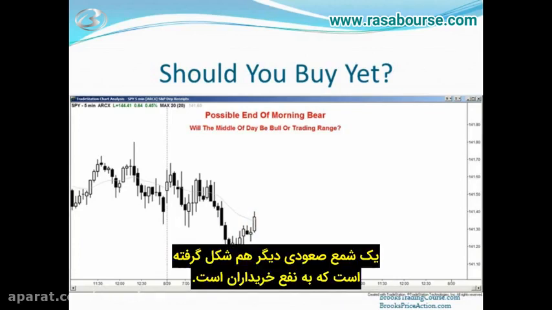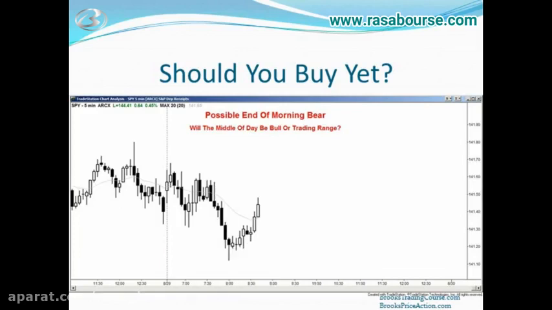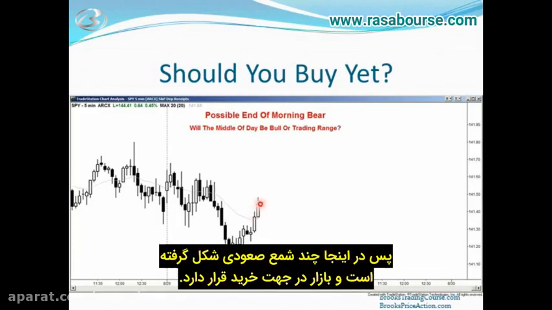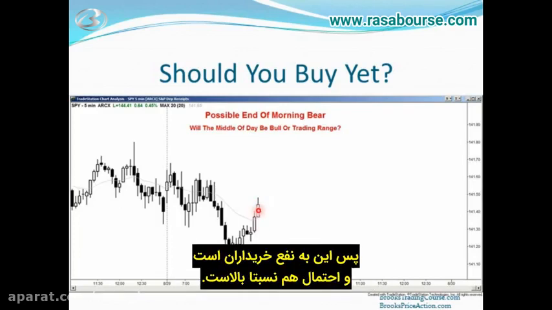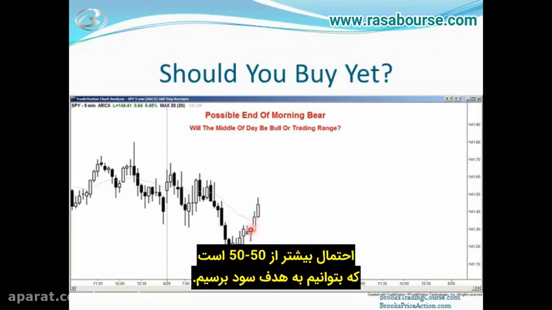Another bull bar, good for the bulls, right? Starting to get consecutive bull bars, always in long. So this is good for the bulls, and there's a pretty good chance, probably better than a 50-50 chance, that we're going to reach our measured move target.